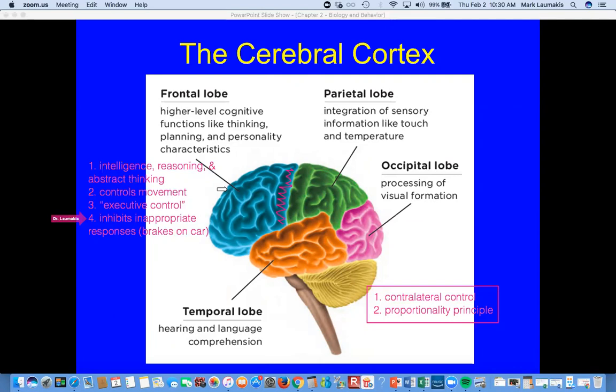Here's a really cool thing about the frontal lobe. It is the part of the brain that takes the longest to mature. It continues to develop and mature into your mid-20s, okay? It is not fully mature in teenagers, okay? So does this explain why teenagers might do some impulsive things? Yes. Do teenagers sometimes act without thinking? Yes. Impulsivity, right? That's the idea here. Brakes on the car, keeping you from doing impulsive things.